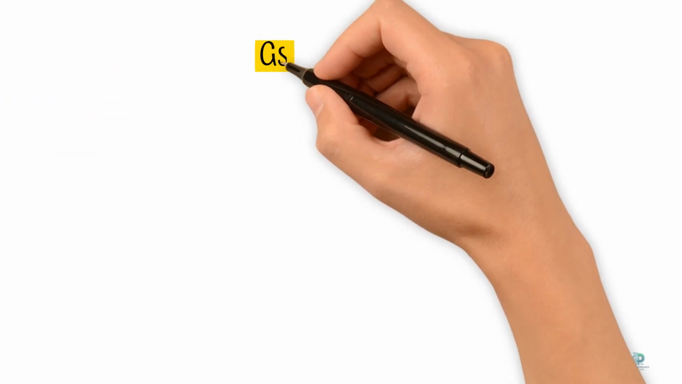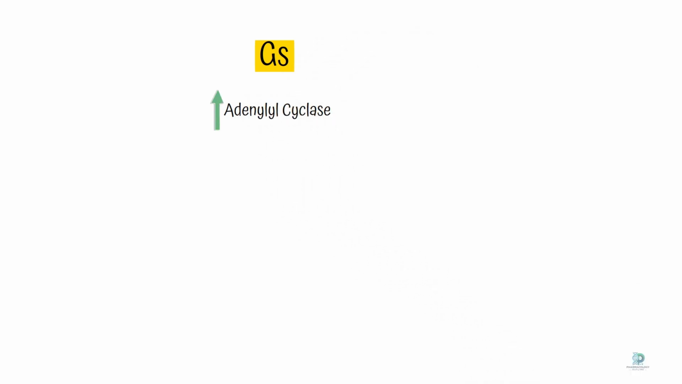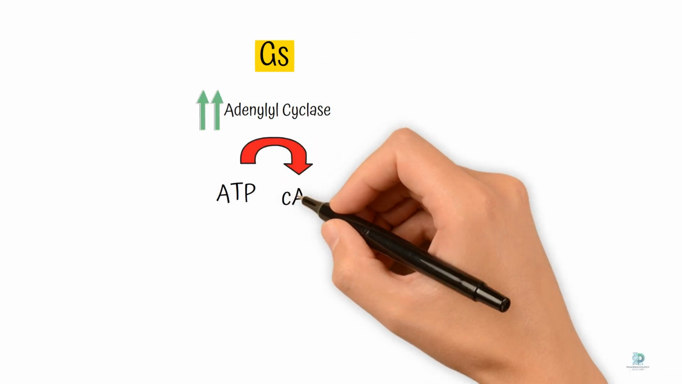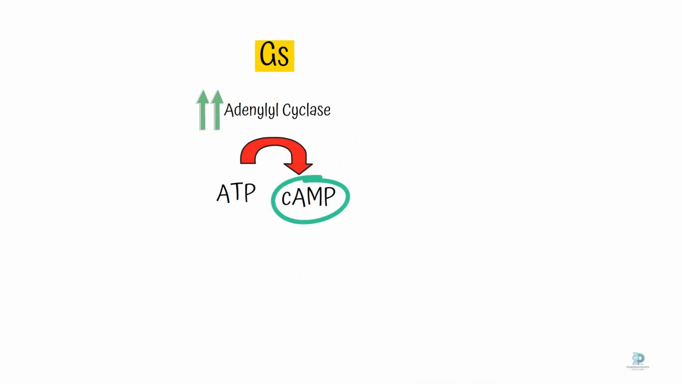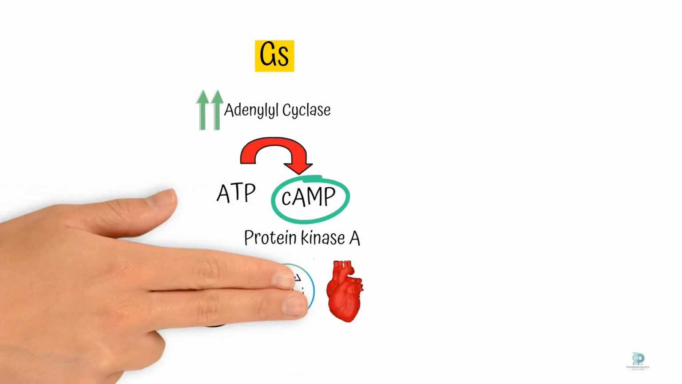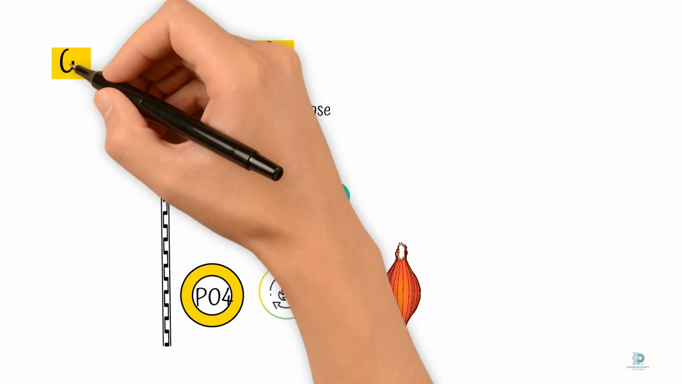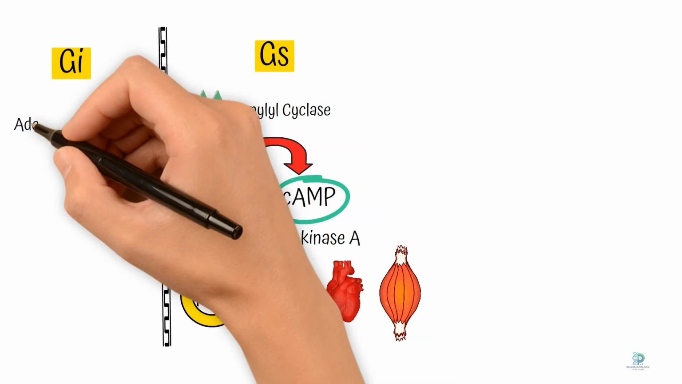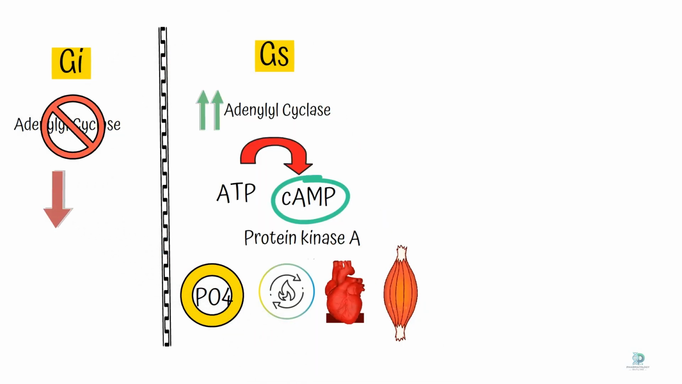GS stimulates adenylyl cyclase, an enzyme that converts ATP into cyclic AMP. Cyclic AMP acts as a secondary messenger, activating protein kinase A, which then phosphorylates target proteins to elicit specific cellular responses. This pathway is crucial in regulating metabolic processes, heart rate, and muscle contraction. On the other hand, GI inhibits adenylyl cyclase, decreasing cyclic AMP levels.